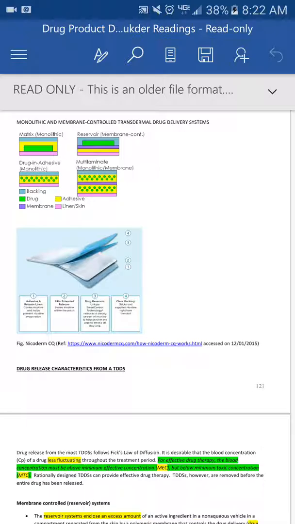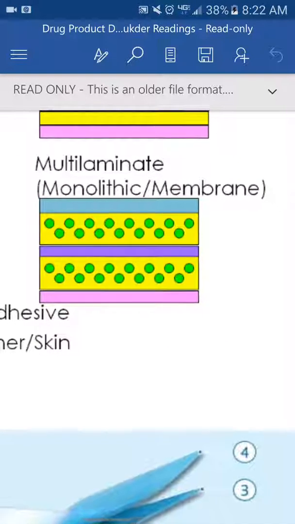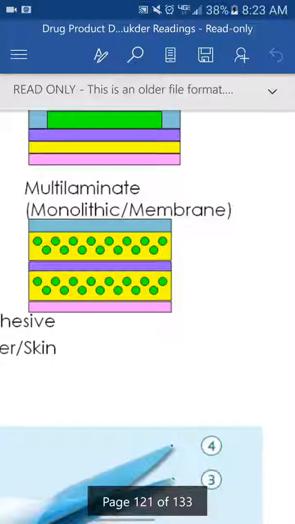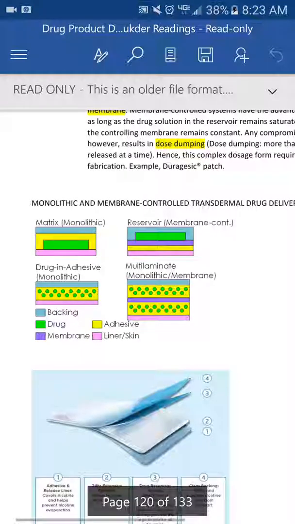Okay. Did good with this picture though. Matrix monolithic: the adhesive surrounds the drug. So in the matrix, your drug is dispersed in the adhesive. Then you got this freak show right here, the membrane system, that's just super unable to dose dump. It's interesting.